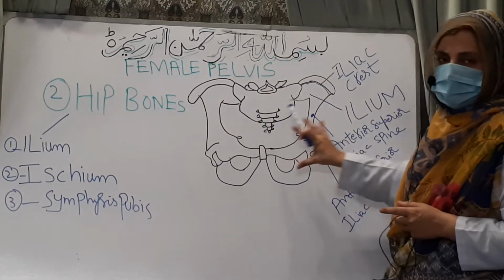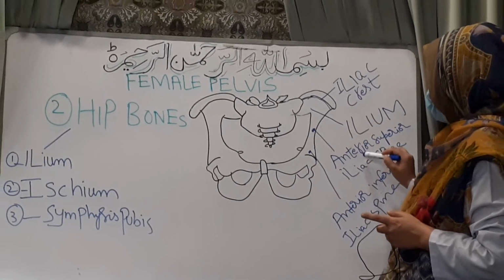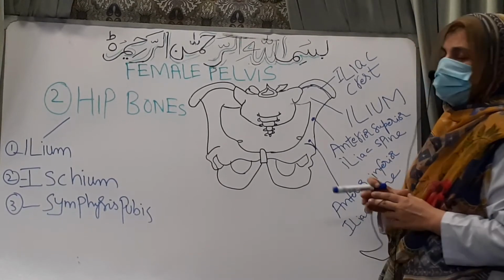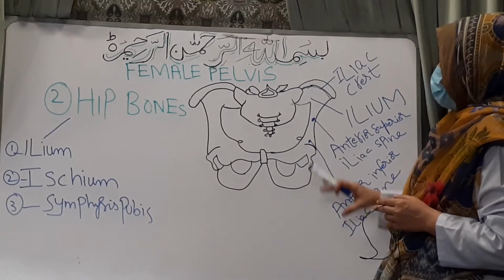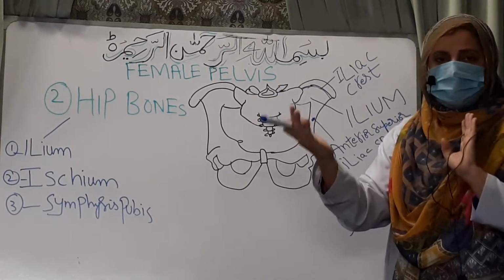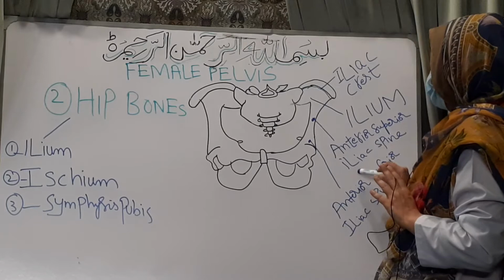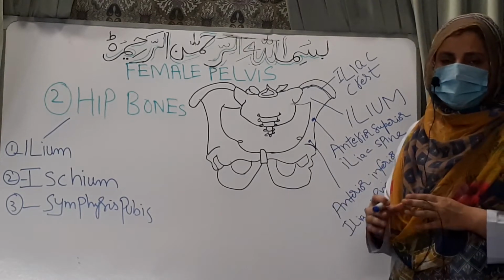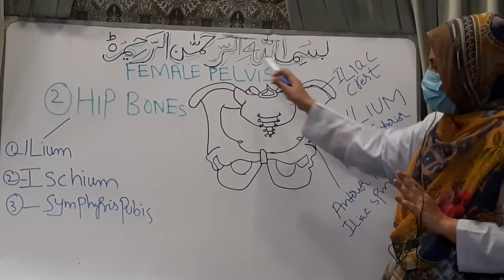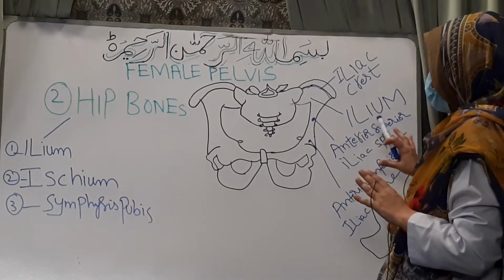This is the anterior view of the female bony pelvis. This prominence is named anterior superior iliac spine. This is known as anterior inferior iliac spine. Clear? Just like this anterior view, if the bone is looked at from the back side, on the posterior view, there will also be a posterior superior iliac spine and a posterior inferior iliac spine. Clear?